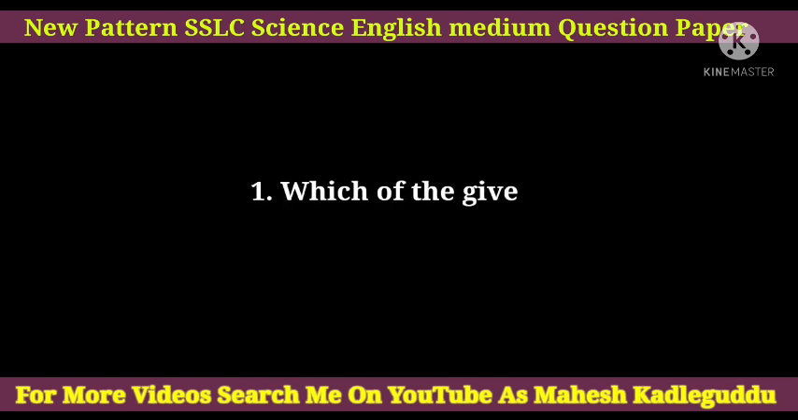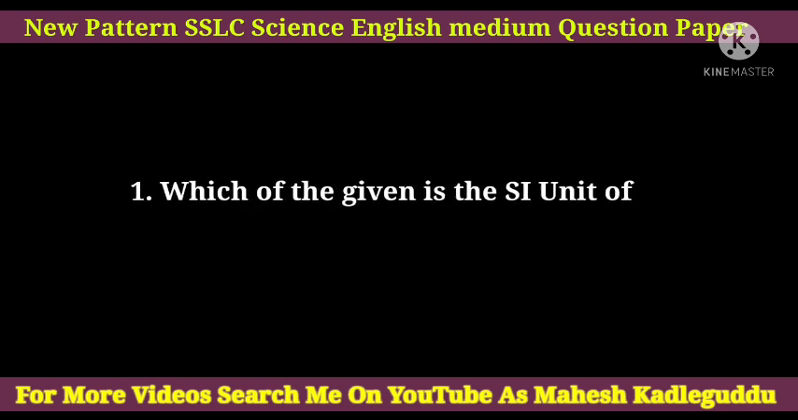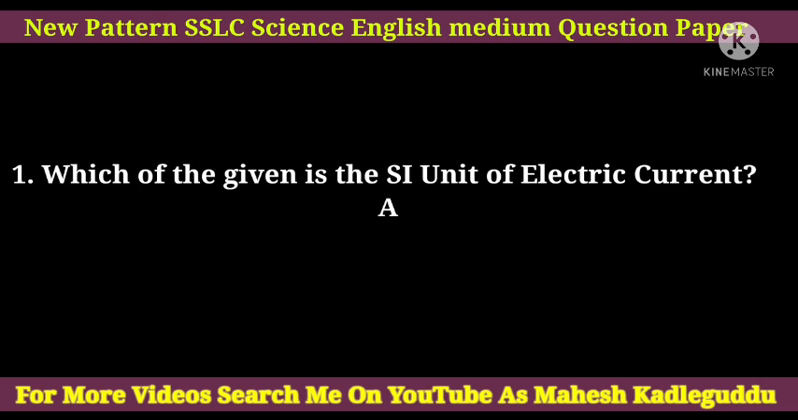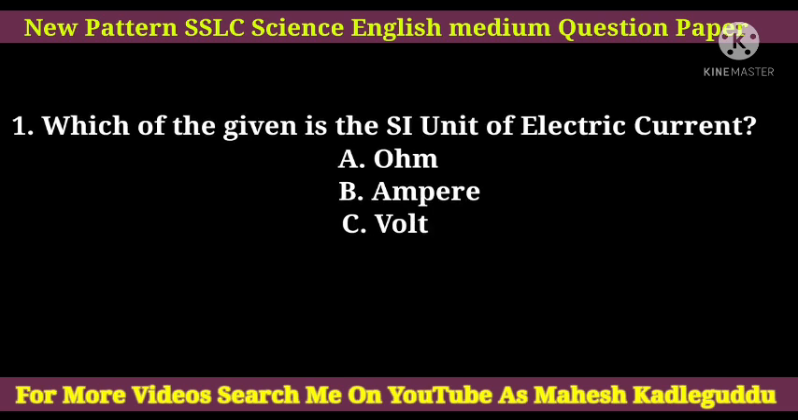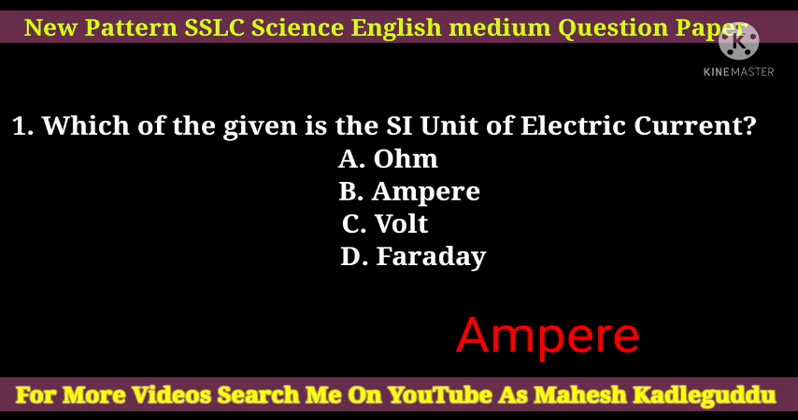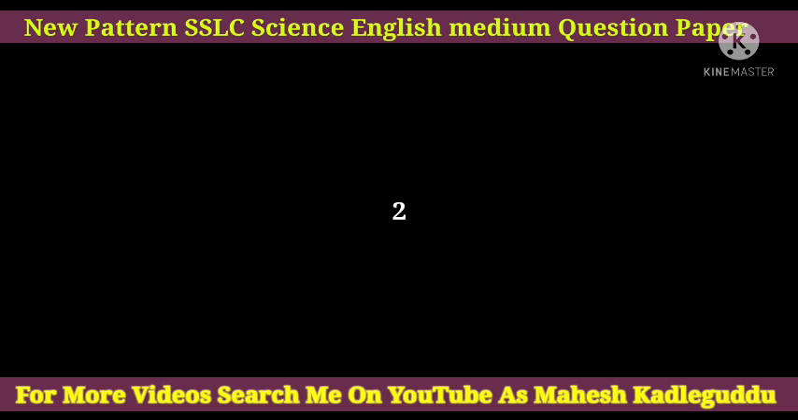Then the first question from this model question paper of science: which of the given is the SI unit of electric current? Ohm, ampere, volt, Faraday. Which of the following is the SI unit of electric current? The SI unit of electric current is ampere. Option B, ampere, is the right answer.